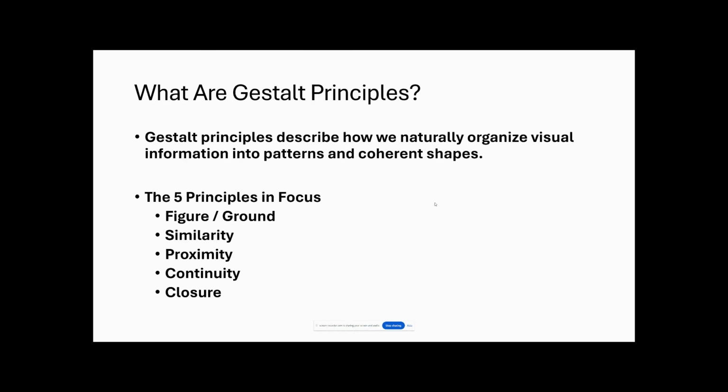So, Gestalt principles describe how we naturally organize visual information into patterns and coherent shapes. This is how we make sense of the world around us and how we decipher what objects are what, where they're at, and tell them apart. The five principles in focus, or the five laws, whatever you want to call them, are figure and ground, similarity, proximity, continuity, and closure.